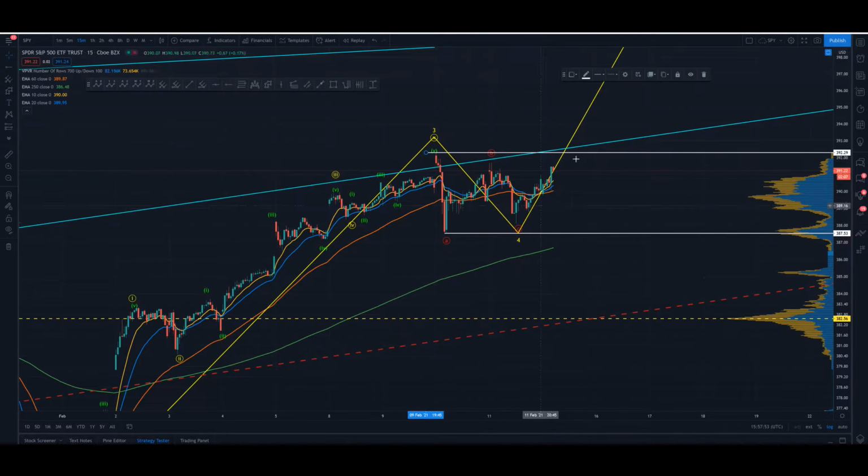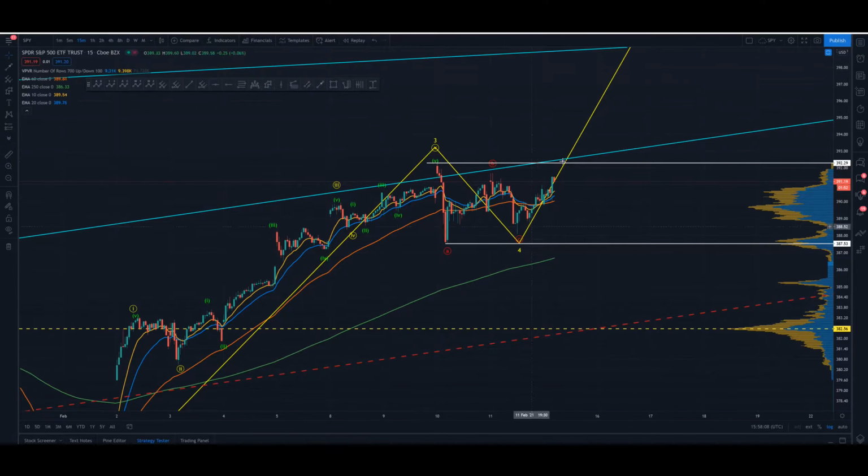392.29 would be the top. If you were to short it from here with your stop just beyond the top, just to be absolutely safe, that's about as safe a short as you're going to get. Because if we're going to turn down from here, and the count could support that, that would be a good position. However, that's not what I think is happening. I think we're going to push higher.